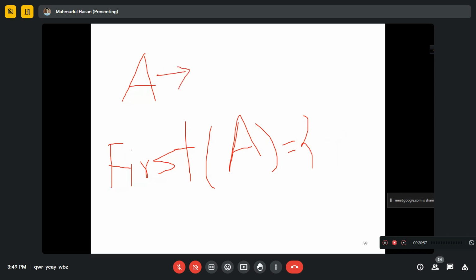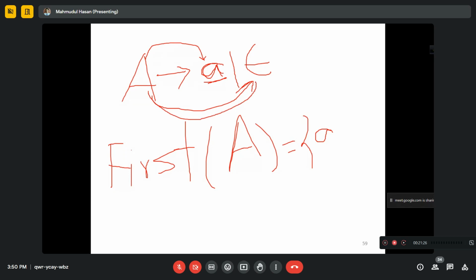From A, suppose we can go to a or epsilon. There are two paths from A, that is a and epsilon, so you need to consider both. If you consider A to a, what is the leftmost? a. And a is terminal or non-terminal? Terminal, so a is the first value. Then consider A to epsilon. The leftmost is epsilon, and epsilon is terminal, so this is also a first value. Okay?